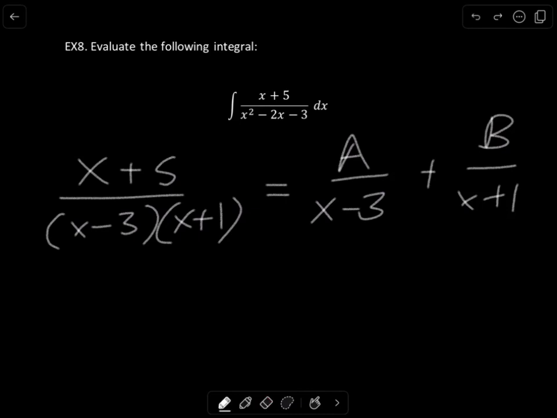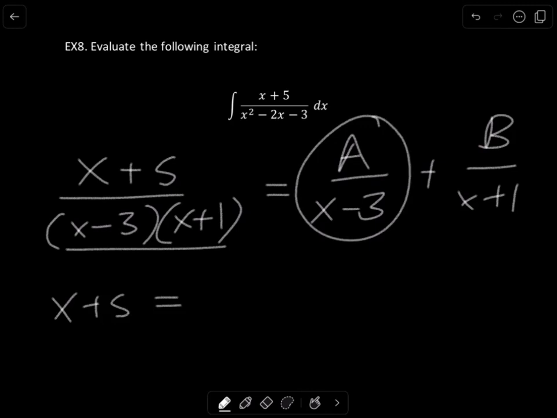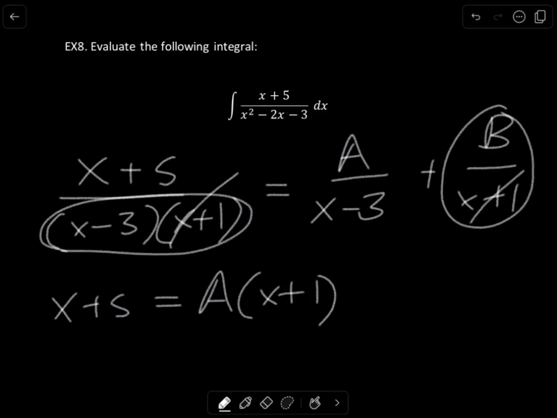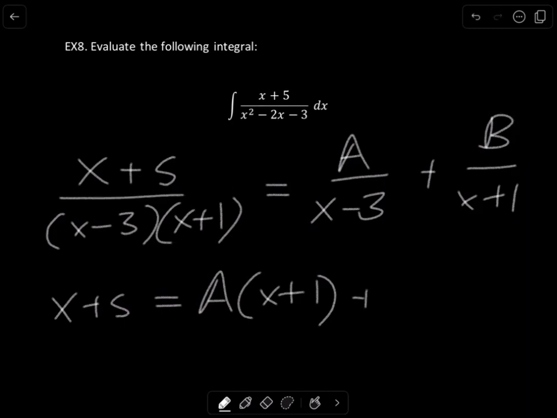There we go. Now I'm going to multiply this entire equation by x minus 3 times by x plus 1. That will give me x plus 5 is equal to, and then x minus 3 times by x plus 1 multiplied by a over x minus 3. The x minus 3's cancel off, and I will get a into x plus 1. And then take this term and multiply it by b over x plus 1. The x plus 1's cancel off. I will get plus b into x minus 3.